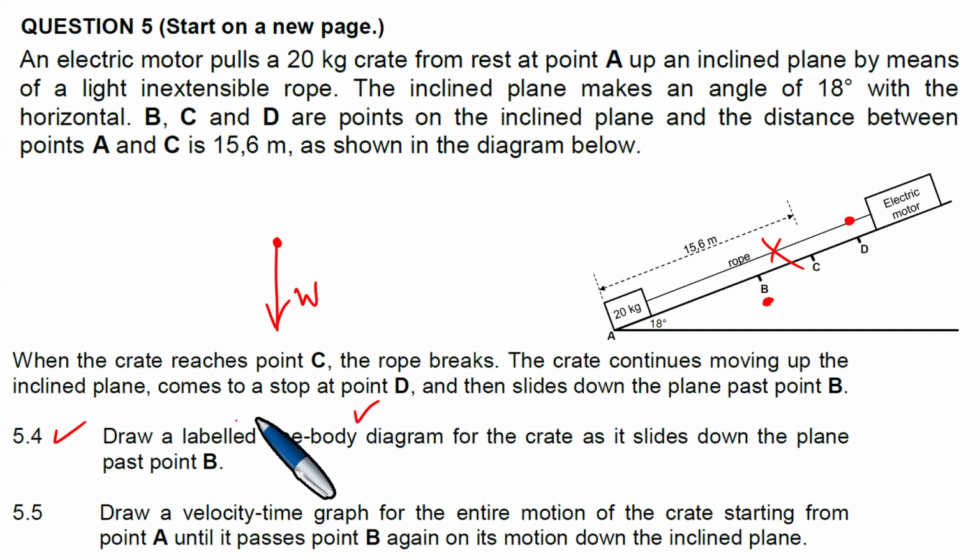The crate continues moving up. The incline comes to a stop. So when the rope is cut, by the law of inertia, it still continues and then slides down to stop here.